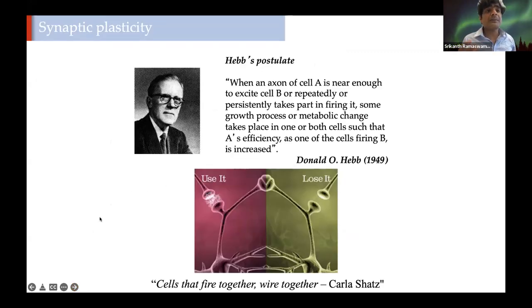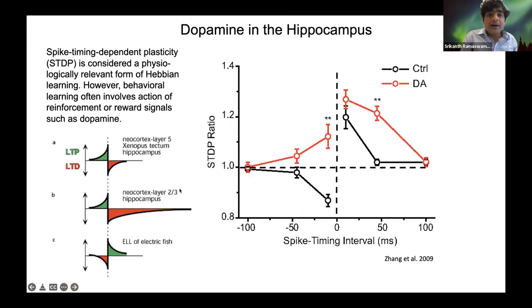So an important function of neuromodulators is their role in synaptic plasticity. Of course, we all know Hebb's famous postulate that when an axon of a neuron A comes close to the dendrites of neuron B, then if neuron A fires and neurons A and B are connected, the synaptic connection between neuron A and B is strengthened. So the so-called use it or lose it, or cells that fire together, wire together paradigm.